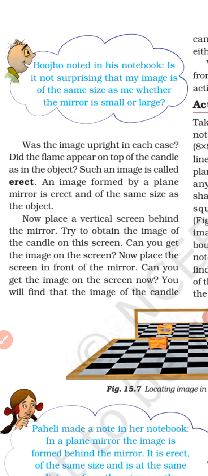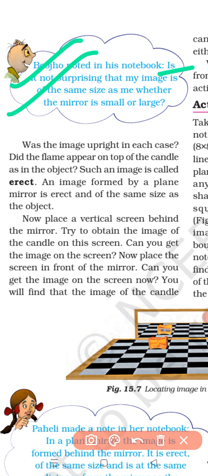Why? Because a plane mirror always forms an image which is exactly equal in size to the object. The size of the image formed in a plane mirror does not depend on the size of the mirror. So this is a very important characteristic of the image formed by a plane mirror: the image is of the same size as the object. It is neither smaller nor bigger than the object.